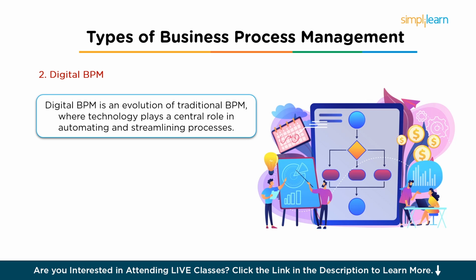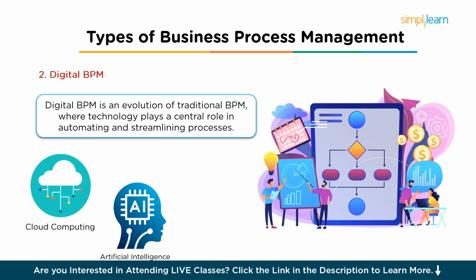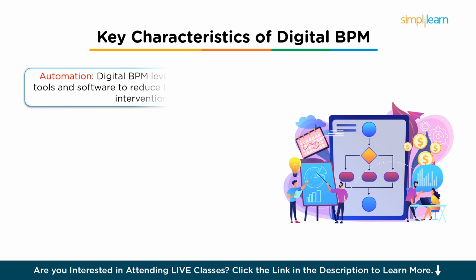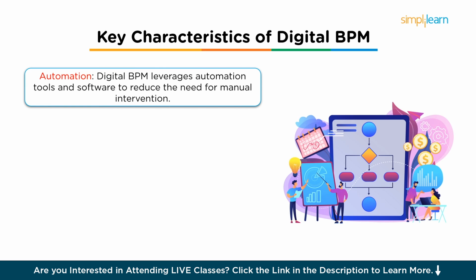The digital transformation of BPM integrates various digital technologies such as cloud computing, artificial intelligence, AI, data analytics, and machine learning to enhance business processes. Key characteristics of digital BPM: automation. Digital BPM leverages automation tools and software to reduce the need for manual intervention. Tasks like data entry, document approval, and scheduling are often automated.